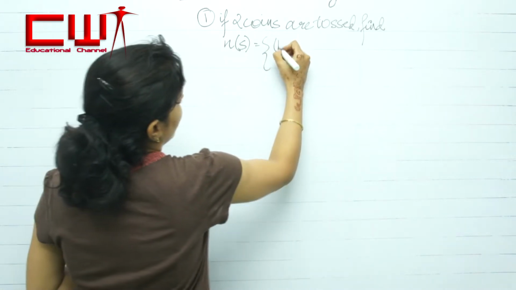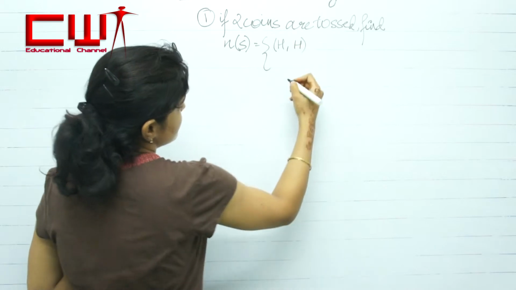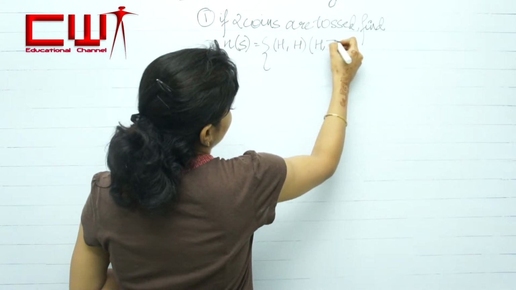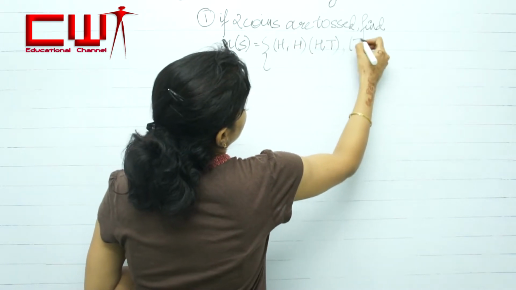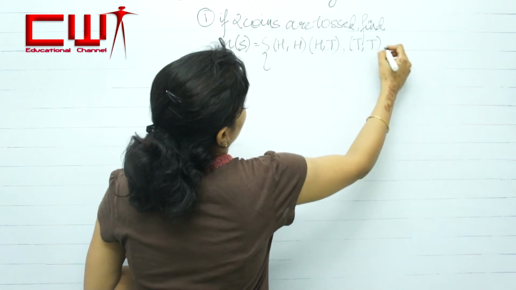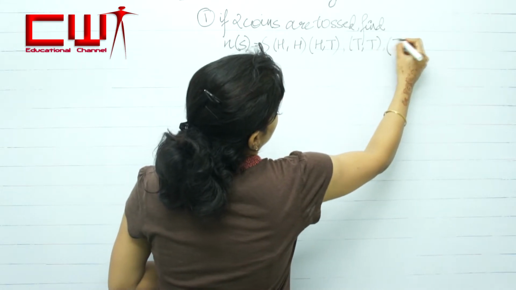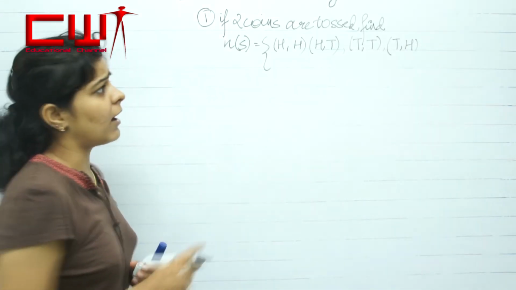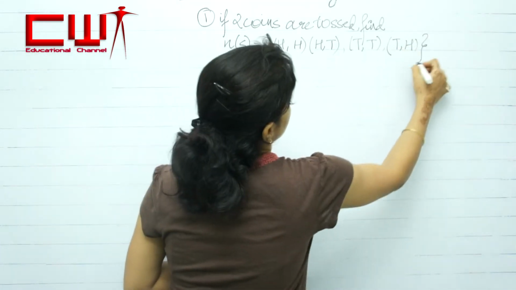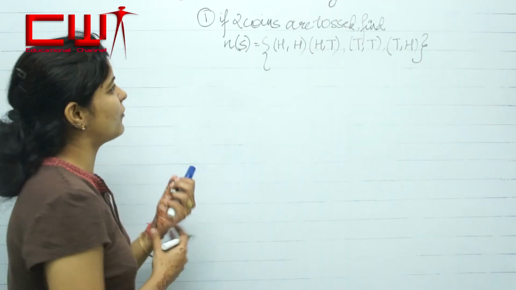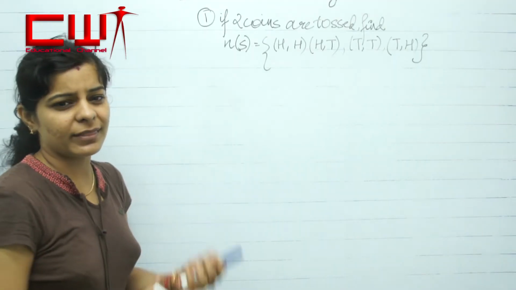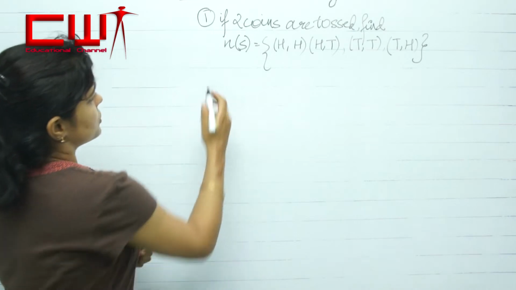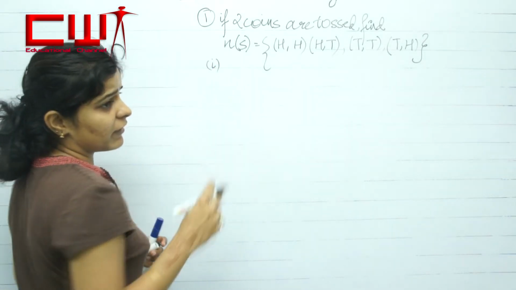It could be head and head on both the coins, right? Head and tail. Then it could be tail and tail. It could be tail and head. So how many situations you have found? There are in all 4 situations. We'll see what they are asked. First situation, that is, see, till now we were writing PQR.